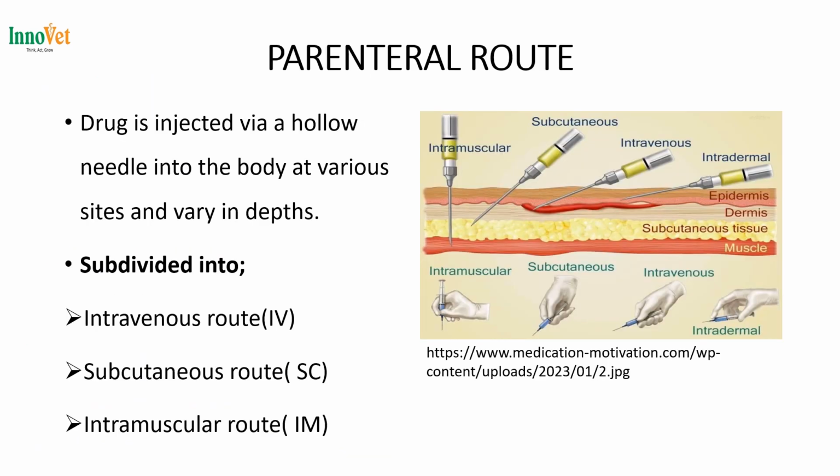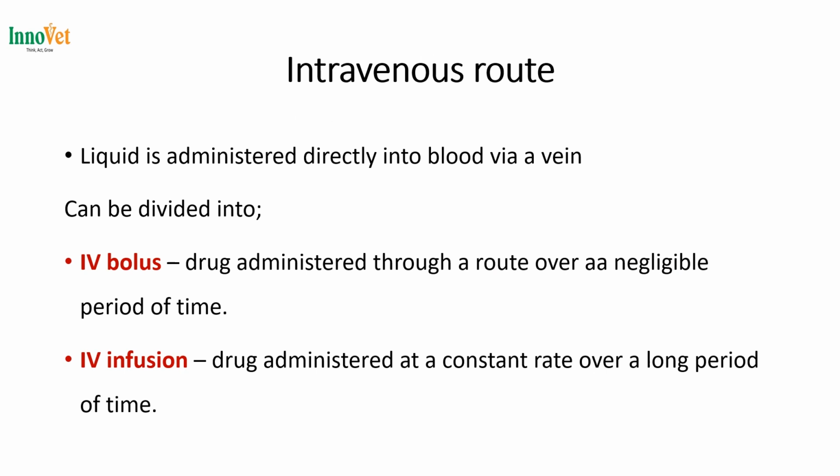The parenteral route is basically where a drug is injected using a hollow needle into the body at various sites and also in varying depths. So we have basically three subdivisions under this route: the intravenous route, the subcutaneous route, and the intramuscular, as you're going to see each under here.